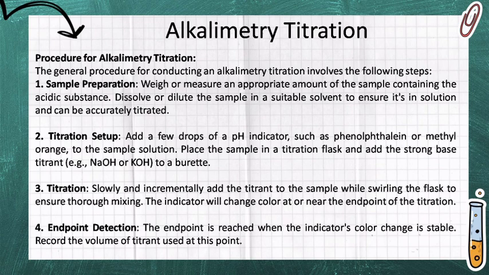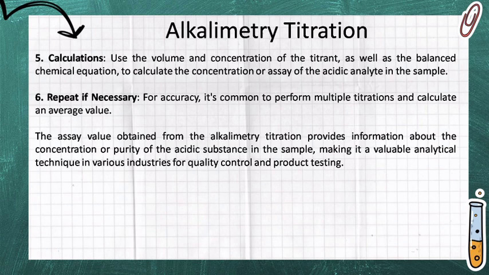burette. Third, titration. Slowly and incrementally add the titrant to the sample while swirling the flask to ensure thorough mixing. The indicator will change color at or near the endpoint of the titration. Fourth, endpoint detection. The endpoint is reached when the indicator's color change is stable. Record the volume of titrant used at this point. Fifth, calculations. Use the volume and concentration of the titrant, as well as the balanced chemical equation, to calculate the concentration or assay of the acidic analyte in the sample.